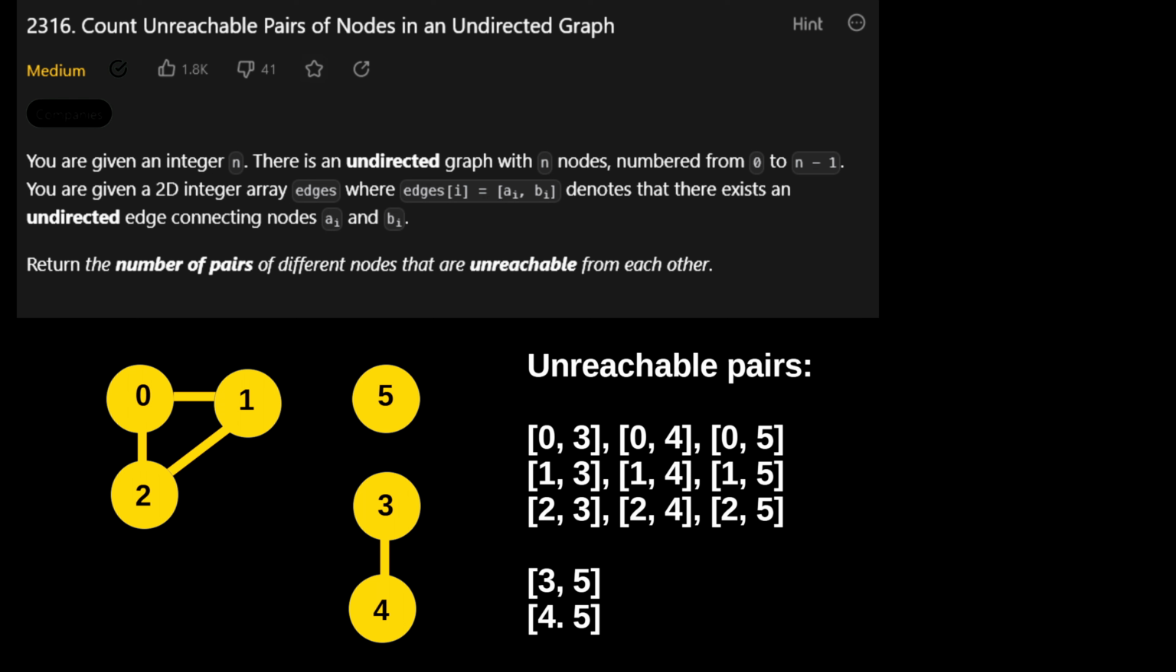For this problem, we're going to deploy union find. We're going to find the different components, and we're going to find all pairs of nodes in which one of the pair is from one component and the other of the pair is from a different component. So let's take a look at the code.